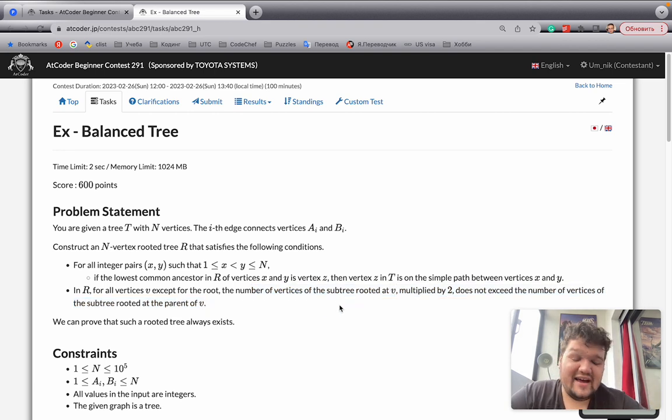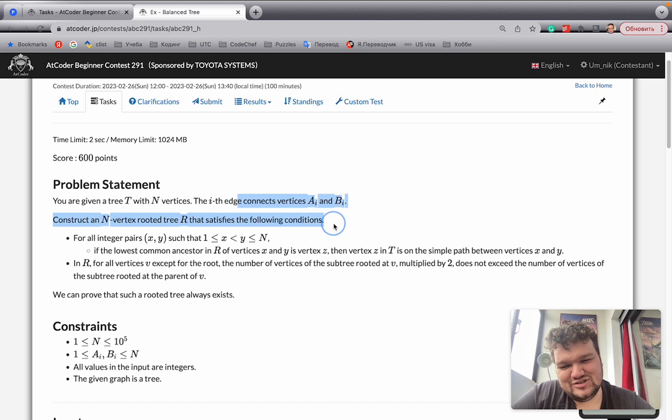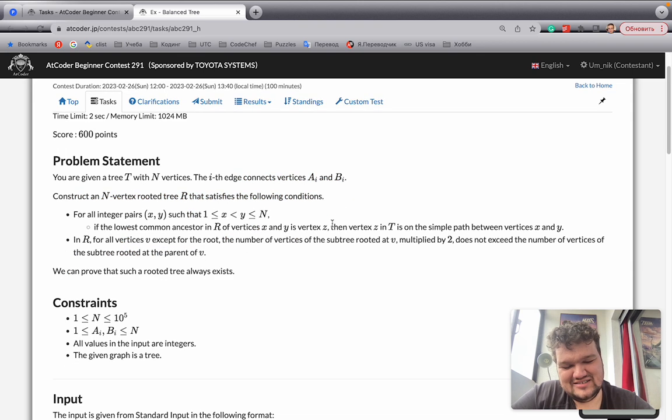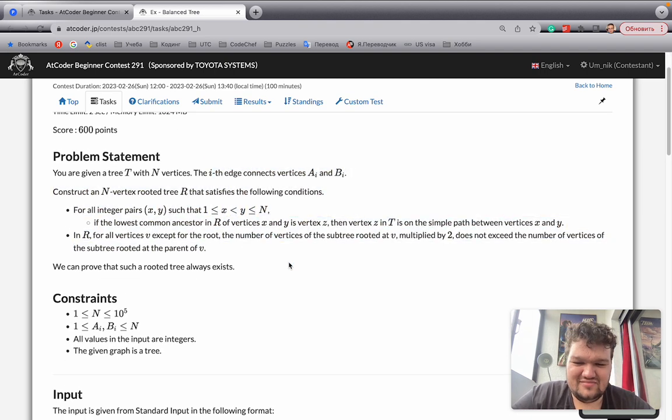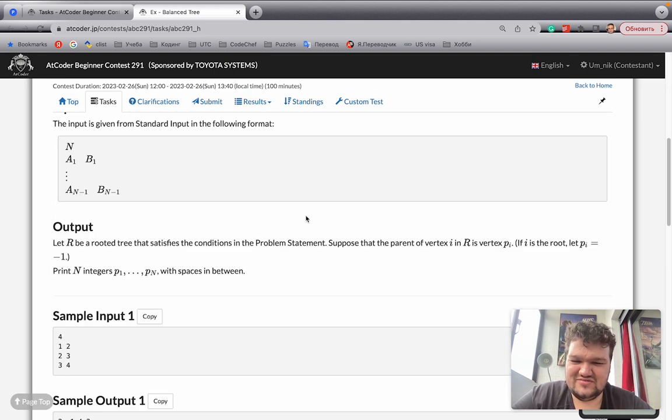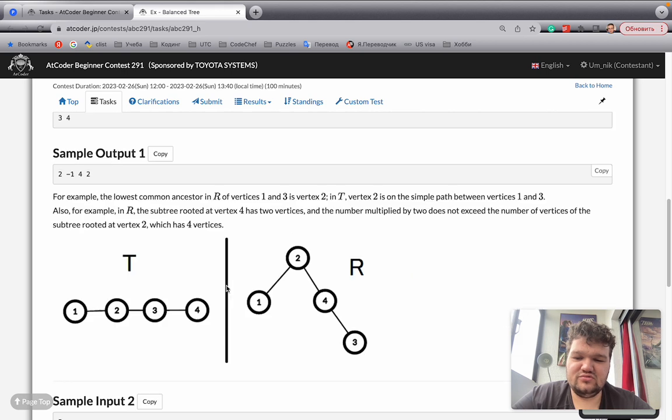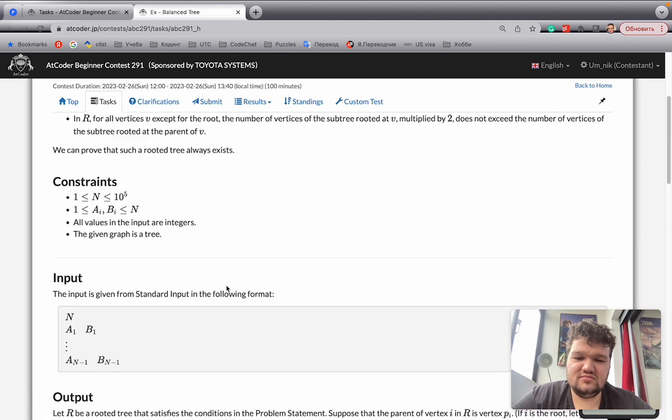Okay, so it's kind of an educational problem, but I still think that this is an actual problem, and G is an educational problem. But yeah, this problem asks to construct the centroid decomposition of the tree. What should I print? Parent for each vertex and -1 for the root. Okay, can do that.